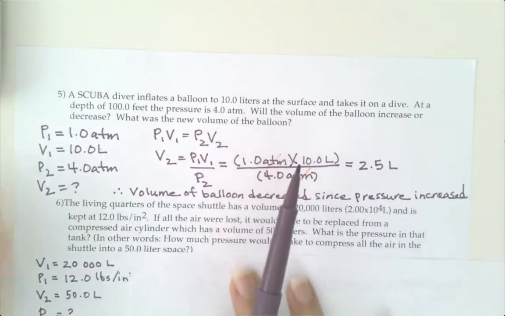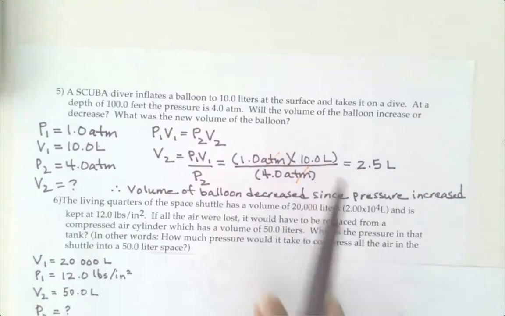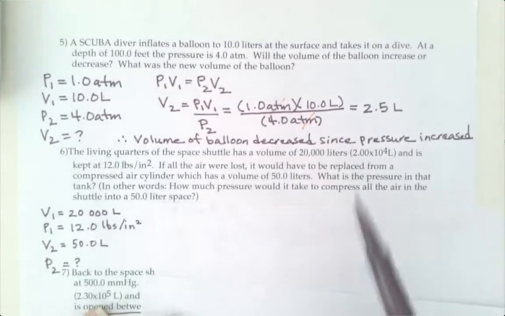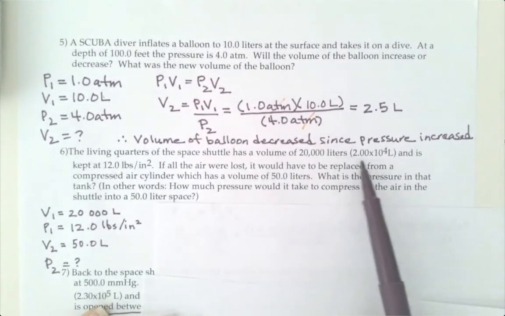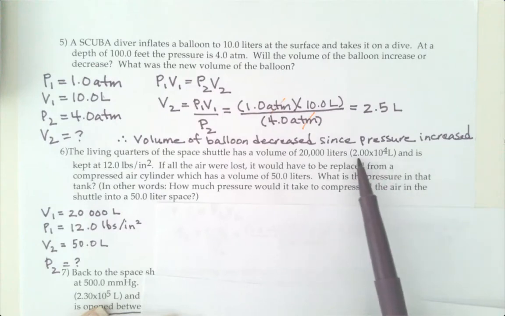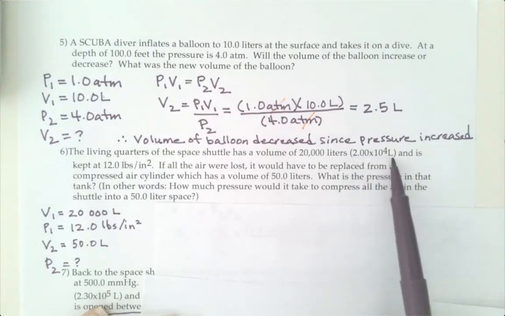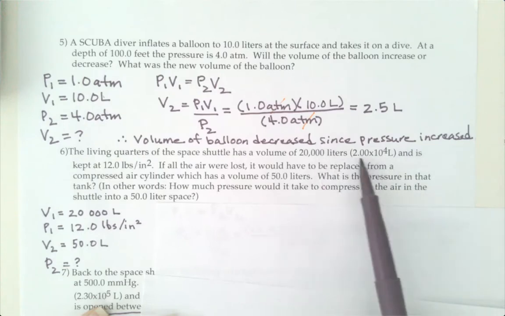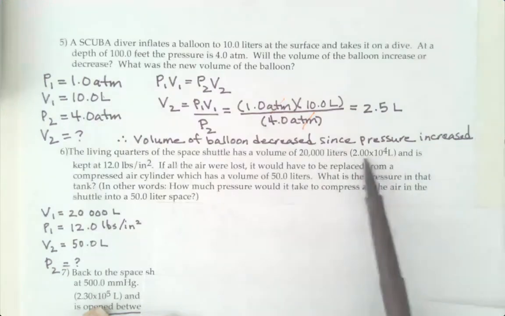Let's take a look at question number 6. The living quarters of a space shuttle has a volume of 20,000 liters, which they've also put into scientific notation, 2.00 times 10 to the 4 liters. That means the same thing. Putting it this way, we see that that is 3 significant digits. Any zeros after a decimal are significant.